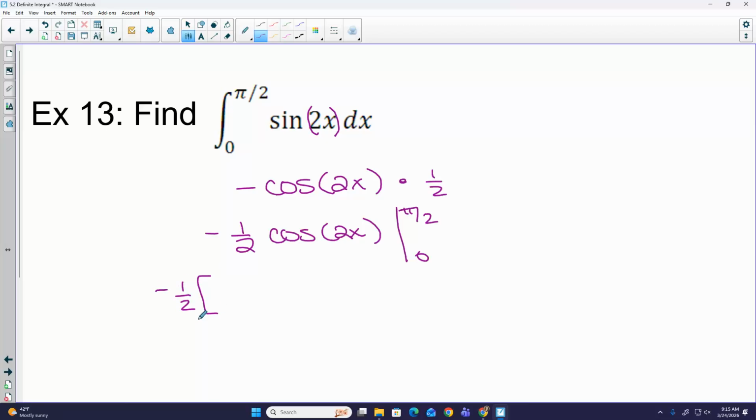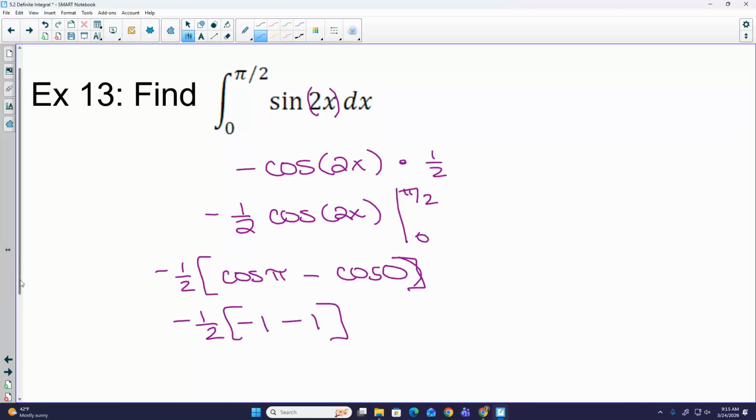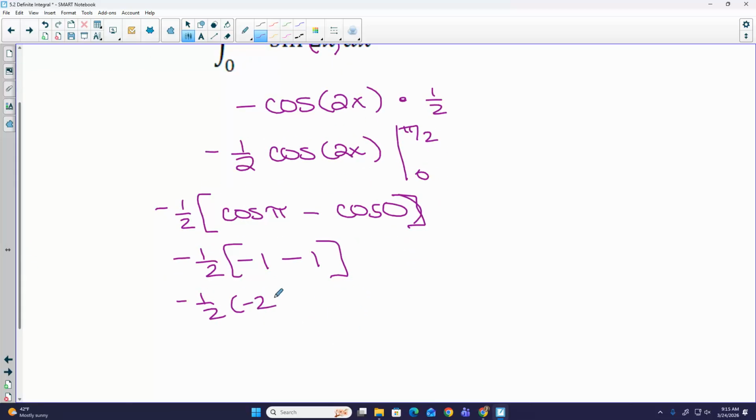If you want, you can take out that negative 1/2 for a moment while we plug in. If I put in pi over 2, 2 times pi over 2 is pi, minus 2 times 0 is 0. Cosine of pi, we already said in the last one, was negative 1. Cosine of 0 was 1. So negative 1/2 times negative 2 gives me 1. Any questions on that one?